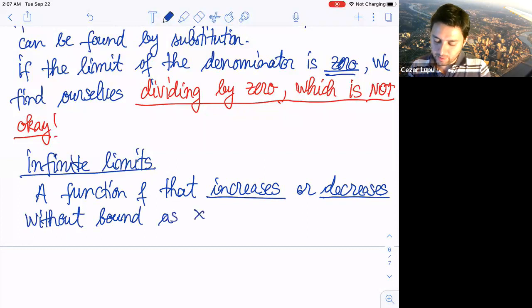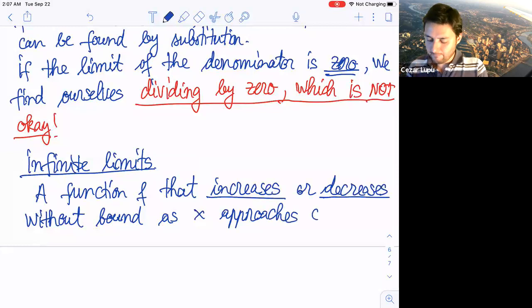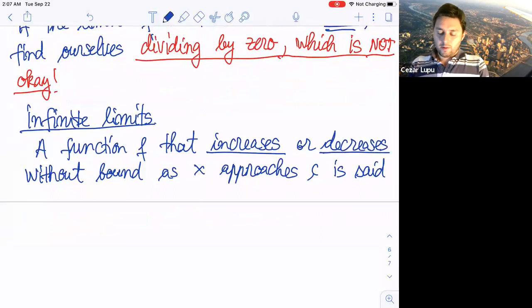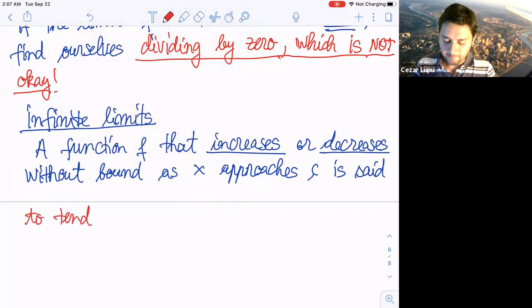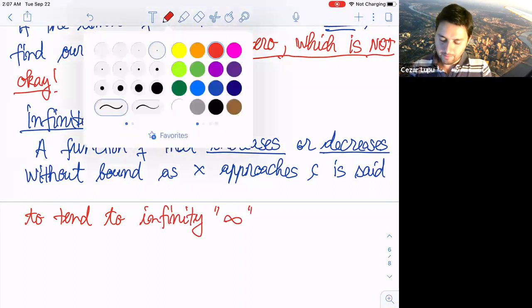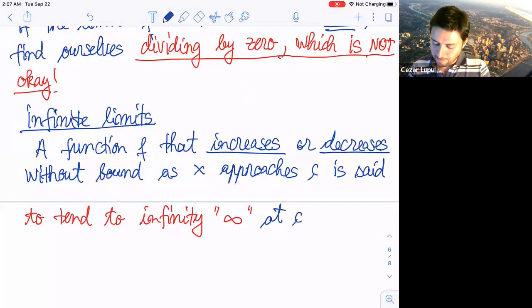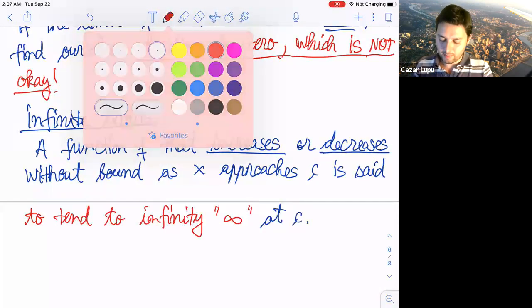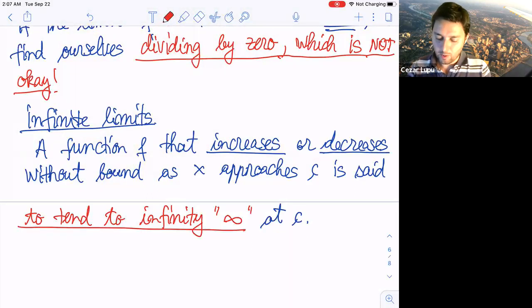as x approaches c is said to tend to infinity, and I will denote infinity by this symbol. This is a symbol for infinity. Right, this is what I mean. This is a symbol for infinity. Okay.